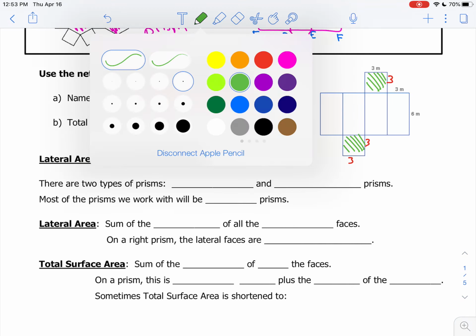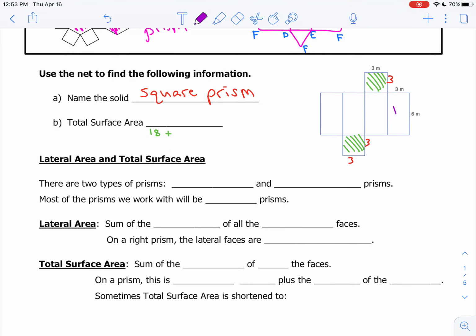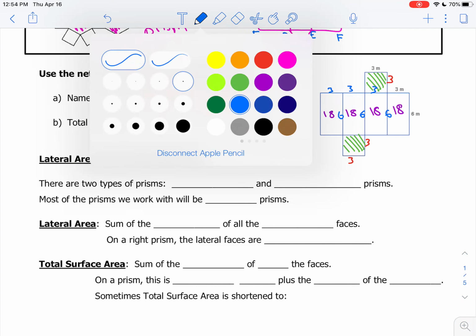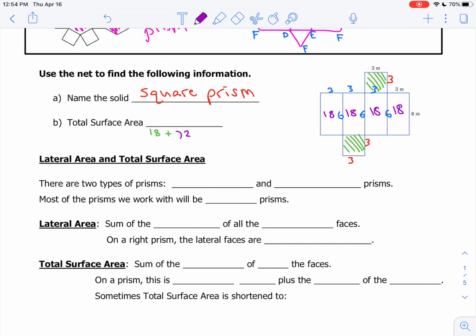And then I can look at every rectangle. Every rectangle is 3 by 6. So I have 18 and 18 and 18 and 18, because 3, 3, 3, 6, 6, 6. So all the rectangles are 18. And so that 18 times 4, let's go purple again, will give us 72. And so our total is going to be 90 meters squared.